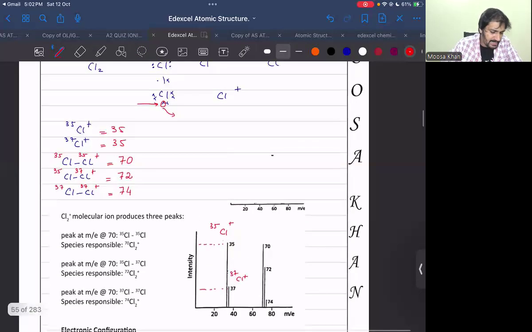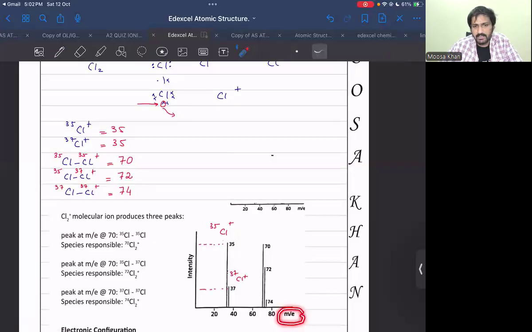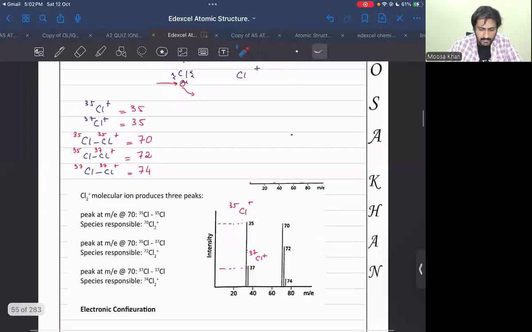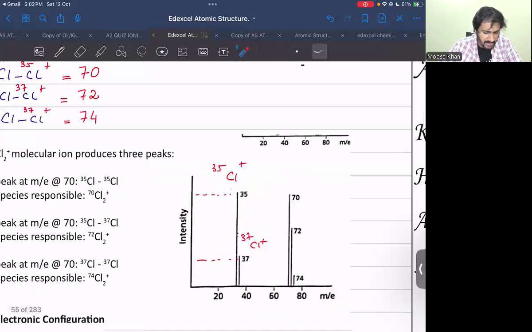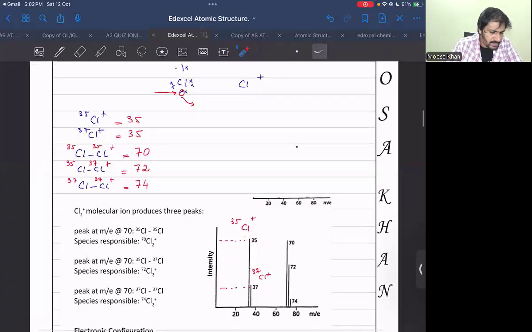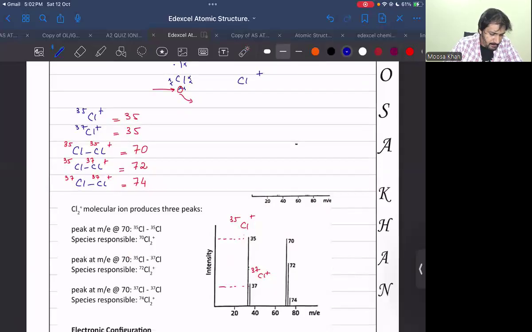I was saying that if you see the x-axis of the mass spectrum, this is not just mass, this is mass to charge ratio. But we are just reading the mass from the x-axis. If we compare all of these peaks, only the mass number is changing. For chlorine 35, the mass is 35, the charge is positive 1. For chlorine 37, the mass is 37, the charge is still positive 1.